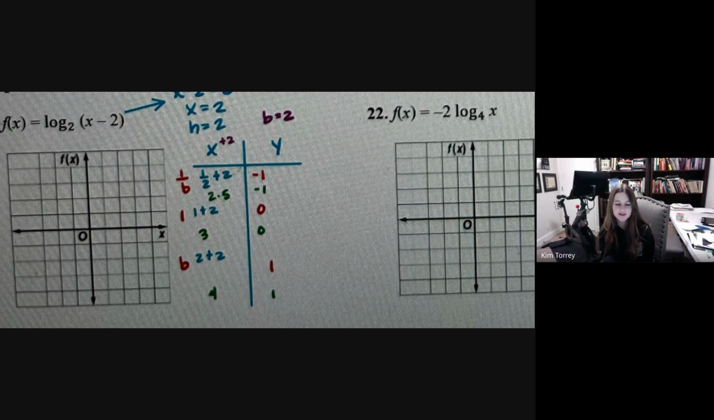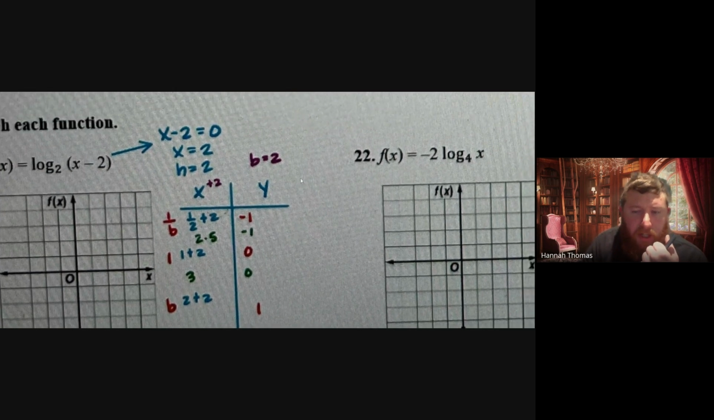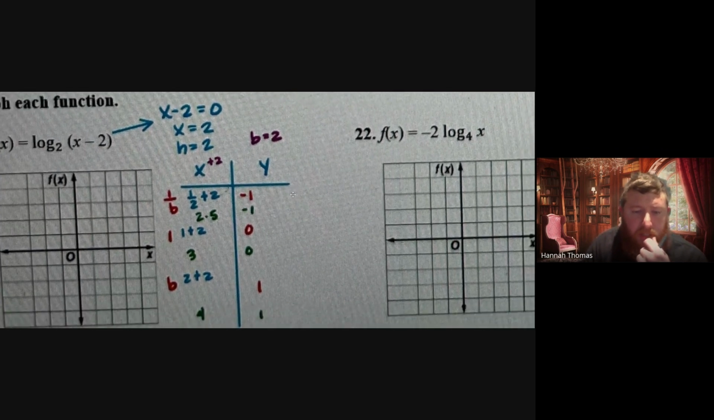Yeah, and that made so much more sense. I don't get it. Then what I suggest is just create a t-chart, and what he wants you to do is 1 over the base, 1, and then the base.